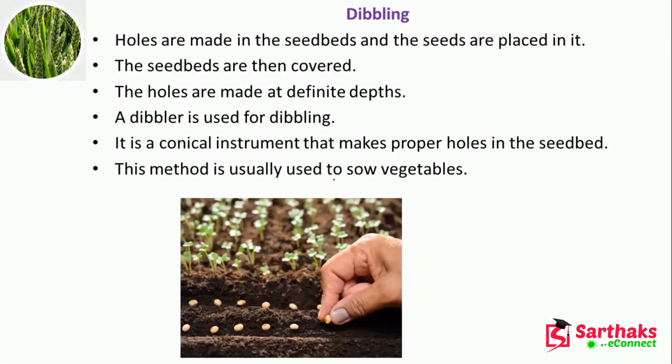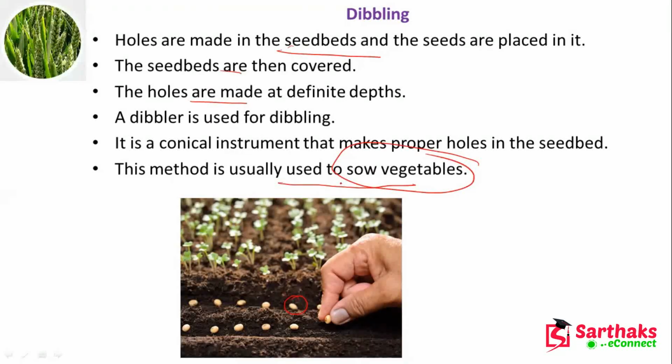Now, in the case of dibbling, holes are made in the seed bed and the seeds are placed in them. The holes are made at a definite depth. The dibbler is used for dibbling, and it is a conical instrument that makes proper holes in the seed bed. This method is usually used to sow vegetables. Whenever we are going to grow vegetables, we use this dibbling method.